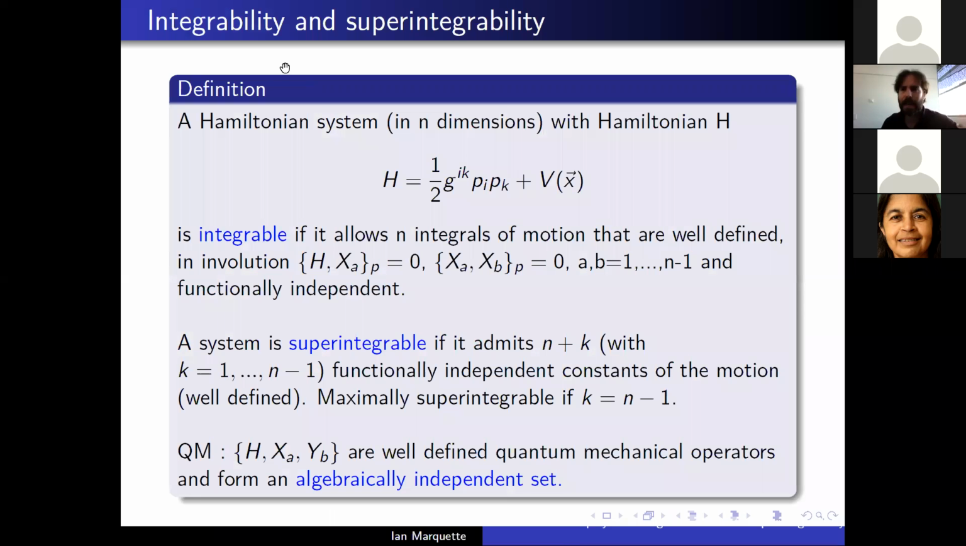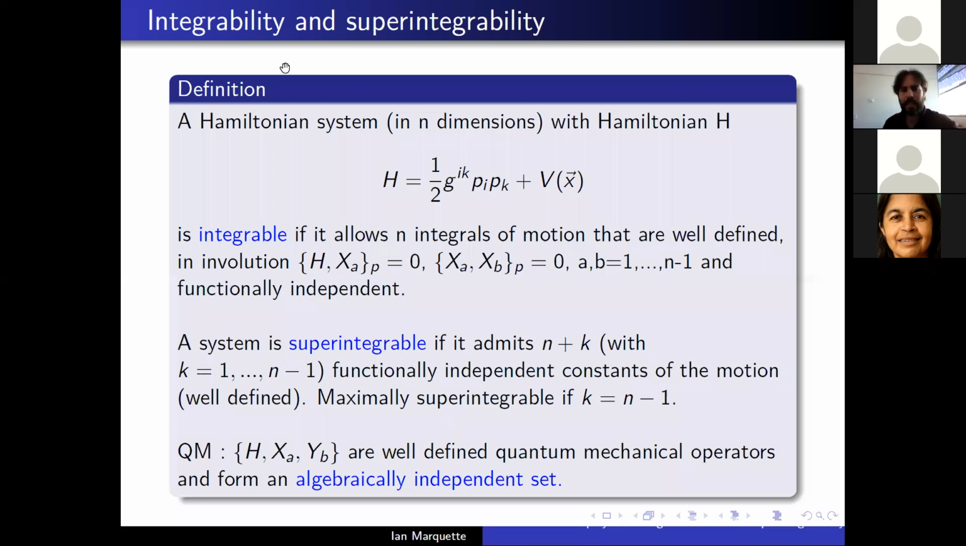Okay, so as a definition, a Hamiltonian system in n dimensions can be of the following form. This can be thought of as a space that can be Riemannian, conformally flat. Most of the time, there is a classification on spaces of constant curvature, such as the sphere or hyperbolic space. And you can think in quantum mechanics that you will have a Laplace-Beltrami operator, and it will be integrable if it allows integrals of motion that are well defined, in involution and functionally independent.